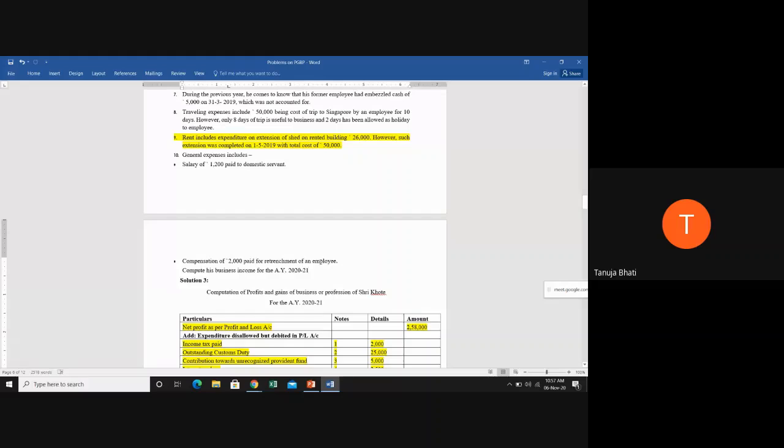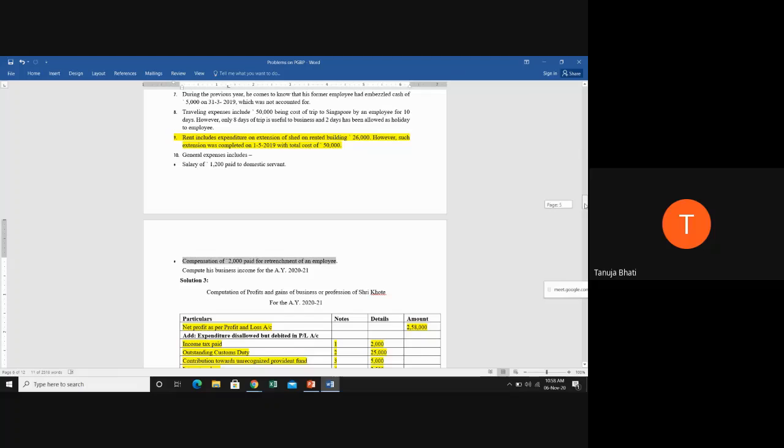When an employee is leaving the organization, or you're removing the employee because maybe your business is not doing well, or because of a crisis or cost budgeting, and you're paying him a compensation of 2,000, will it be allowed? Is the employee related to the business or not? Yes, ma'am. So if this is a business expenditure, you're not going to give any effect to this.